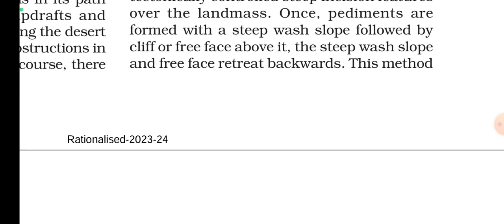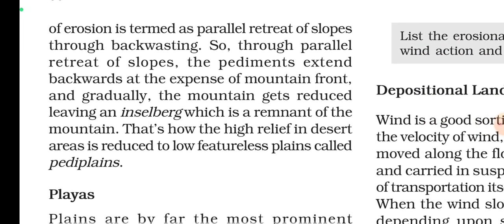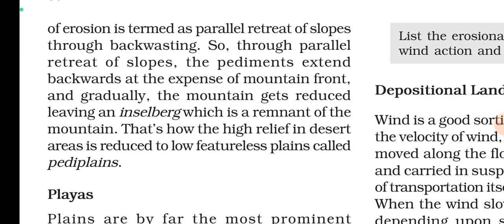This method of erosion is termed parallel retreat of slopes through backwasting. So through parallel retreat of slopes, the pediments extend backwards at the expense of the mountain front, and gradually the mountain gets reduced, leaving an inselberg, which is a remnant of the mountain. That's how the high relief in desert areas is reduced to low featureless plains called pediplains.